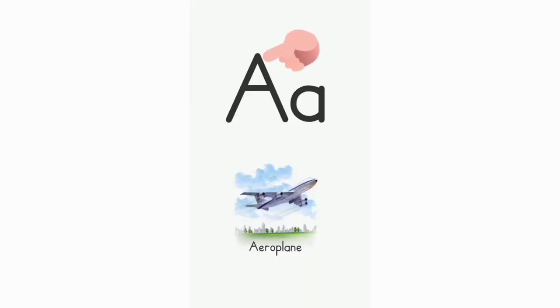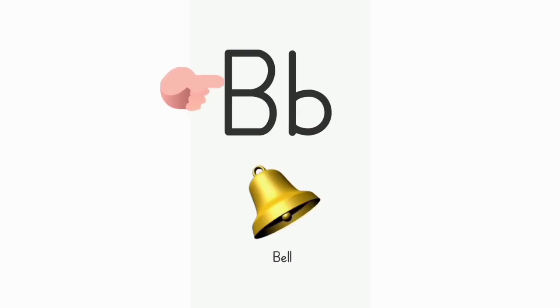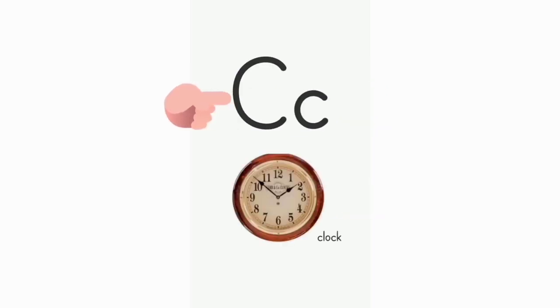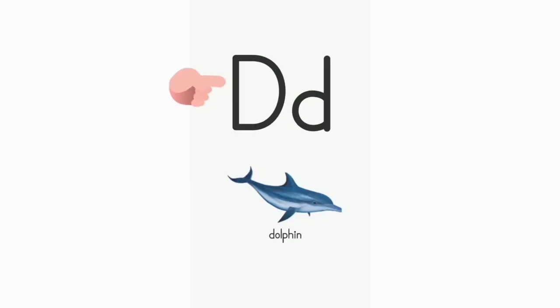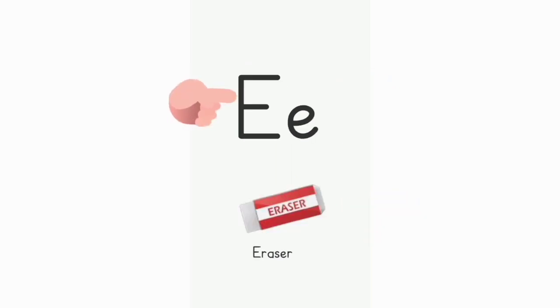Capital A, small A for aeroplane. Capital B, small B for bell. Capital C, small C for clock. Capital D, small D for dolphin. Capital E, small E for eraser.